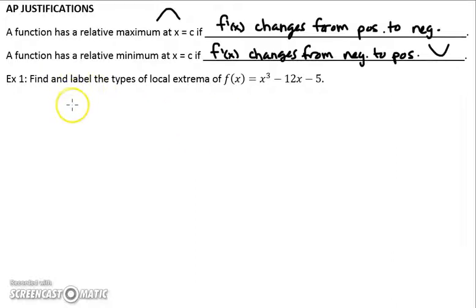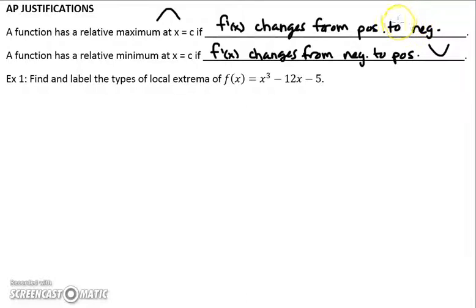So find and label all types of local extrema for f of x equals x cubed minus 12x minus 5. If we're going to tie our relative max and min to critical points and where the derivative of the function changes from positive to negative or negative to positive, we're really saying if f prime changes from positive to negative, we're thinking about f going from increasing to decreasing. So we want to think about that the same way.